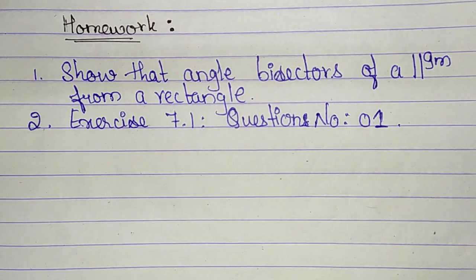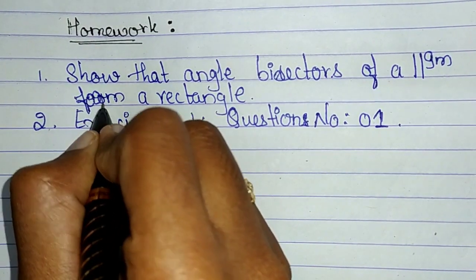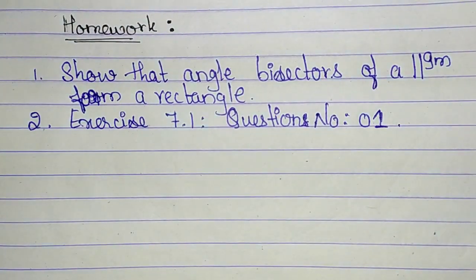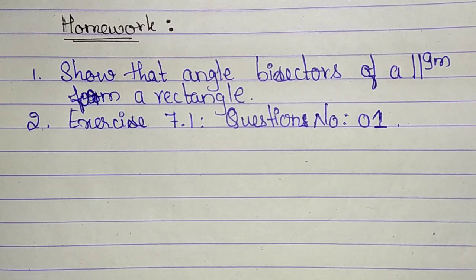So now take down your homework. First question is, show that angle bisectors of a parallelogram form a rectangle. This is the first question. You have to show that the interior angle bisectors of a parallelogram form a rectangle at its center. And similarly, the second question is from exercise 7.1, that is the first main. They have given the angles of quadrilaterals in some ratio. You have to determine each of their values. Use angle sum property to do that.